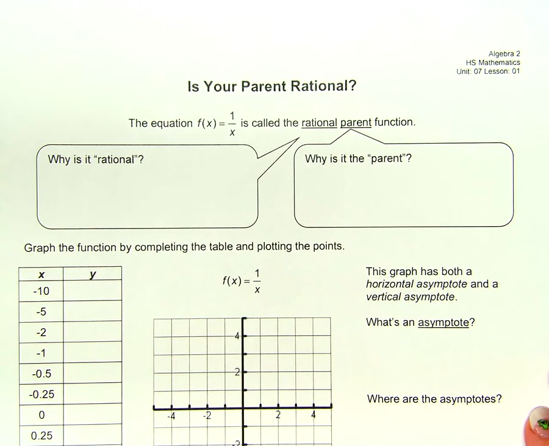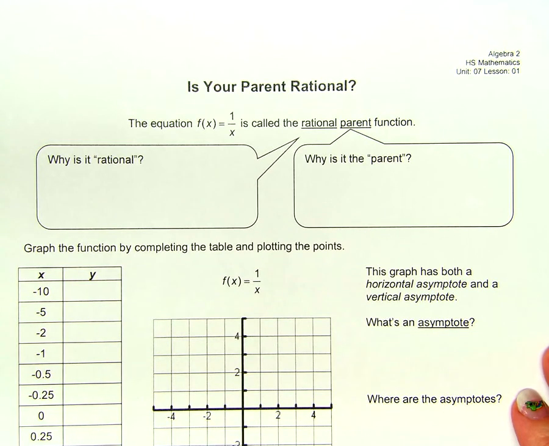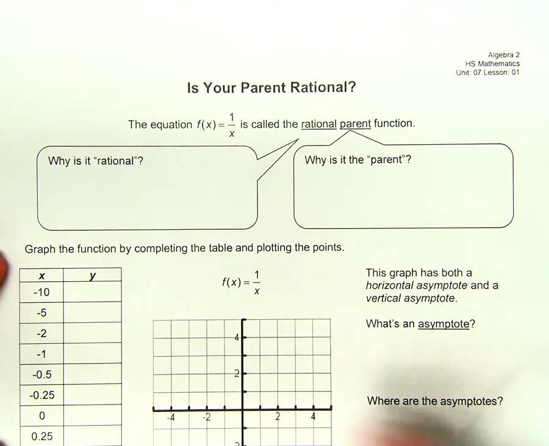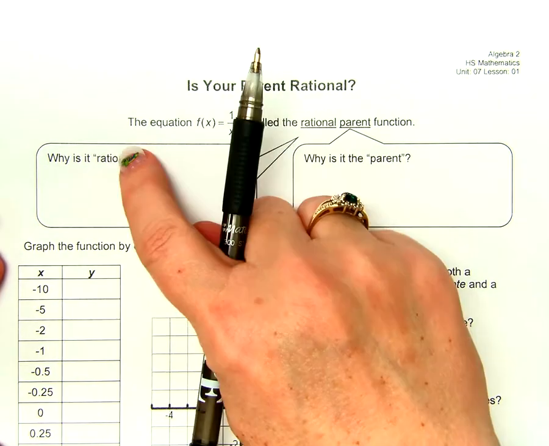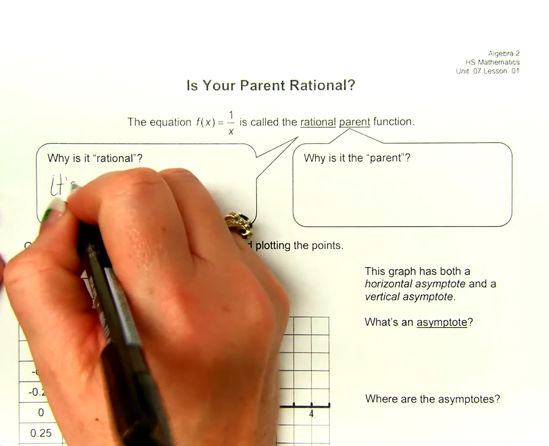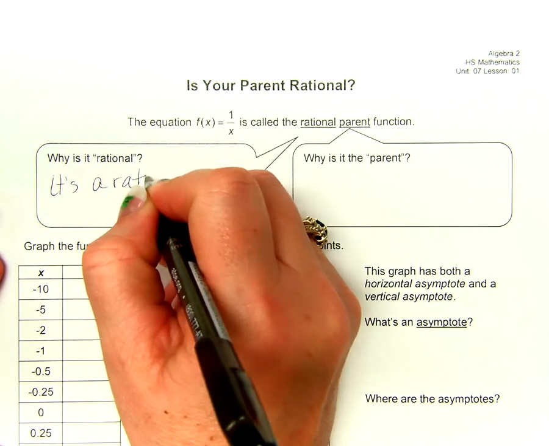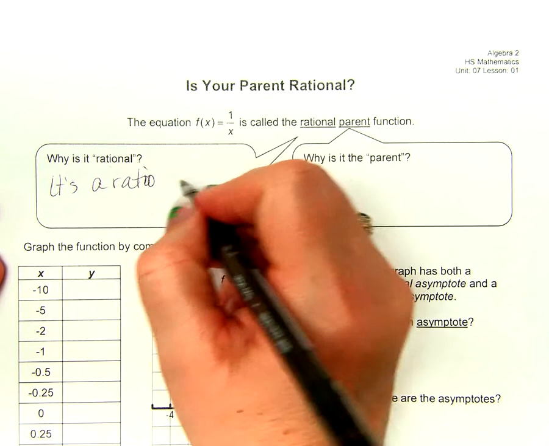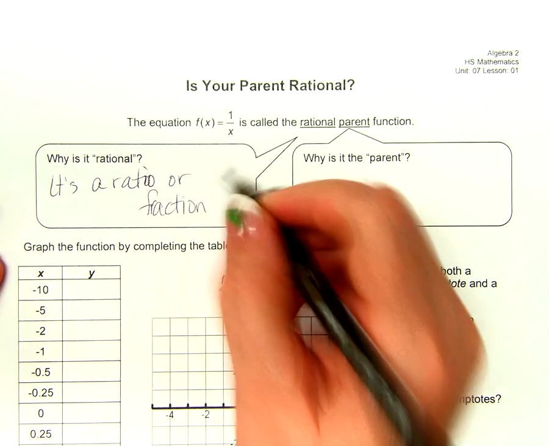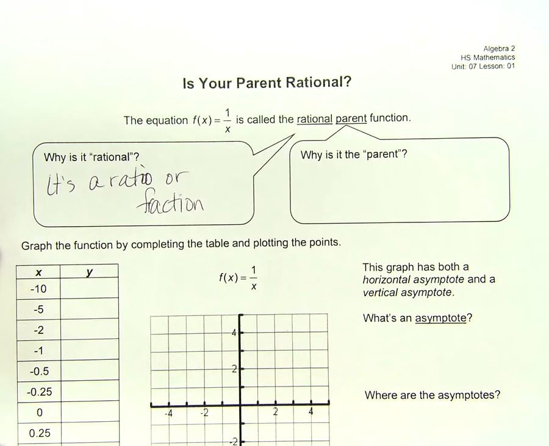So, is your parent rational? The equation f of x equals 1 over x is called the rational parent function. Why is it called rational? Because it's a fraction, right? That's the first thing. What else do we call a fraction? A ratio, right? It's a ratio. Whoops, if I could spell ratio correctly. Or fraction. Jiminy Christmas, I can't spell it all today. It's a ratio or fraction.